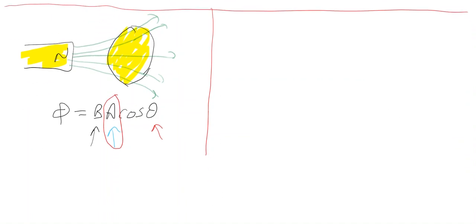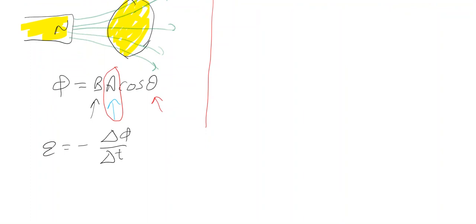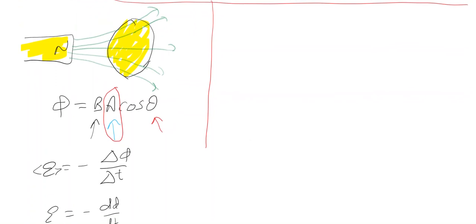Once flux is changed, according to Faraday's law, we can find out the induced EMF by this formula, delta phi by delta t, or else for small change in flux, sorry, this is average, and for instantaneous we take d phi by dt. What does this negative sign indicate? It is a consequence of Lenz's law.